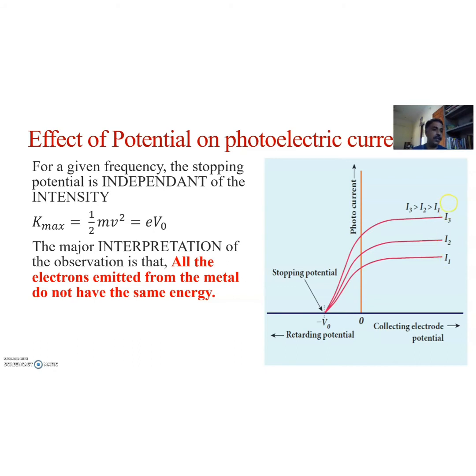Only they changed the intensity. The intensity of the incident radiation was changed. They increased the intensity and plotted the graph. So this was the graph they obtained.